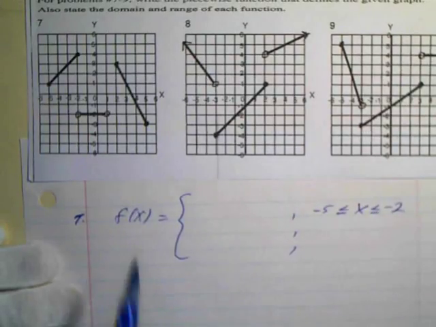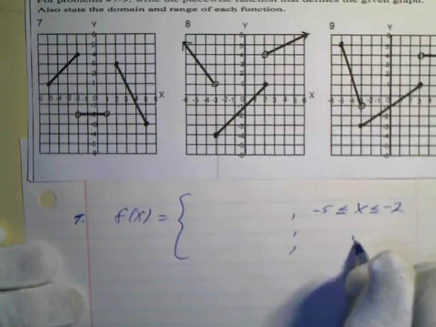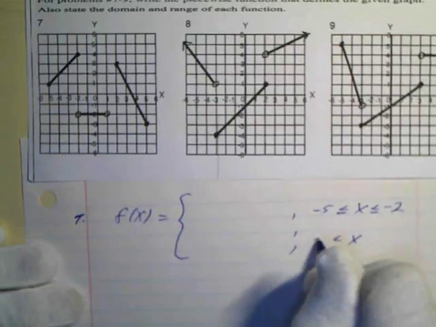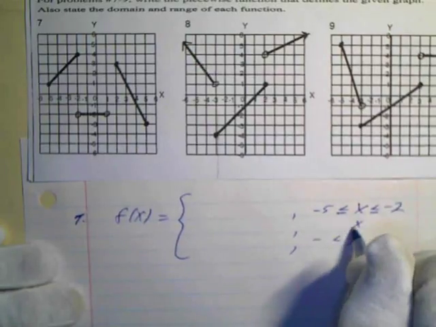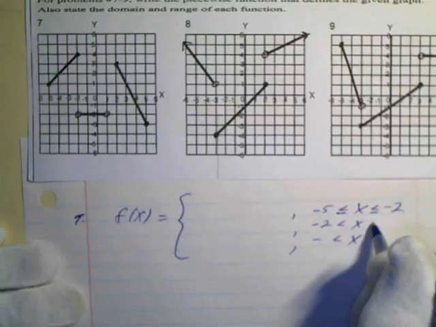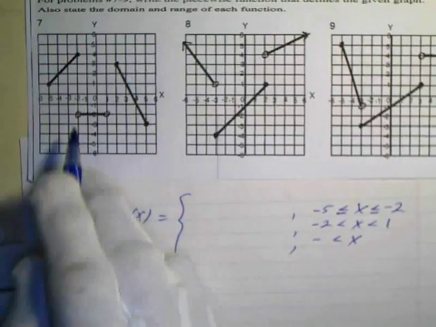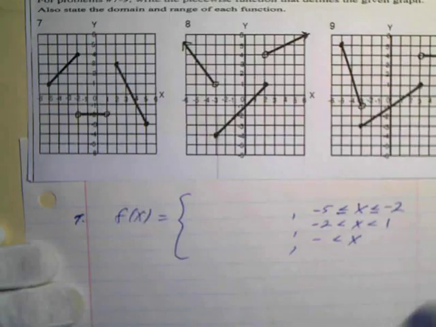Okay. And the next one is going to go from between -2 and 1. So x will be between, I'm sorry, wrong one here. X will be between -2 and 1. And these are both open, so I'll leave this as just less thans or greater thans.